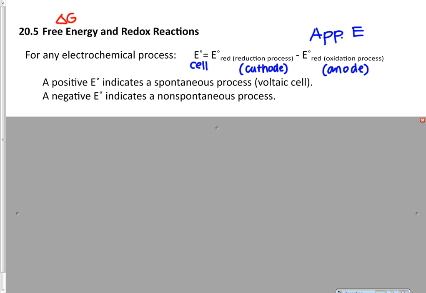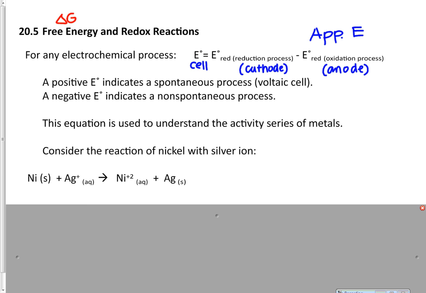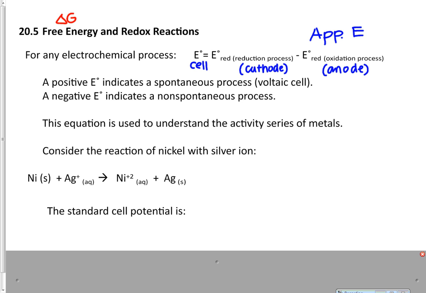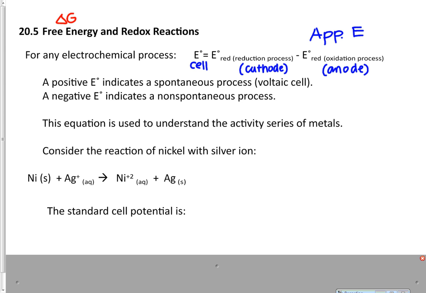Now, we already know, hopefully, that if you have a positive cell value for E, that you get a spontaneous process, and that means like what we utilize in a voltaic cell. So all cells should have a positive voltage. If you get a negative voltage, or E cell is negative, then it's a non-spontaneous process. Now, we're going to use an example to try to help understand how this works. So let's look at this nickel and silver reaction right now.